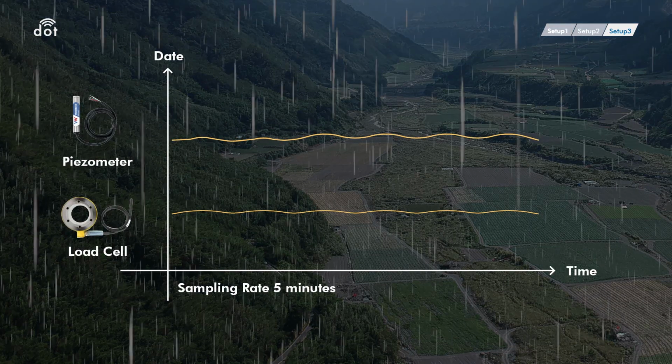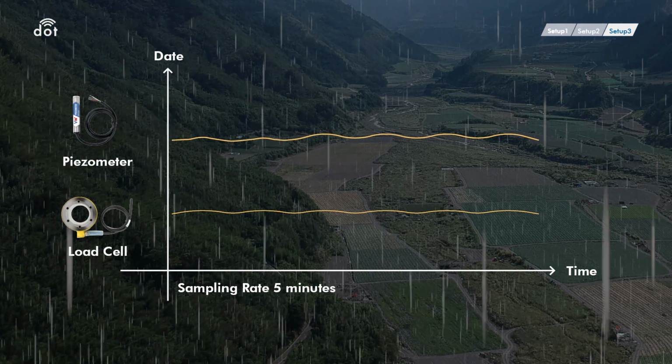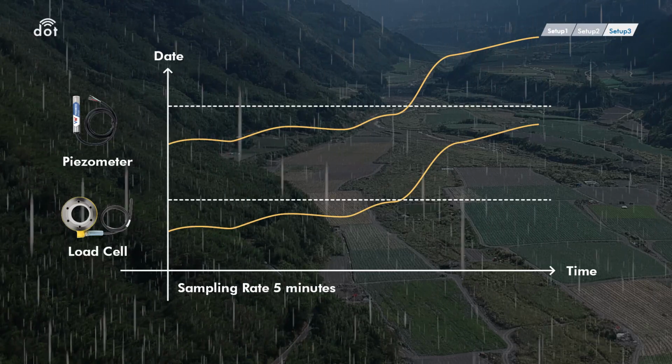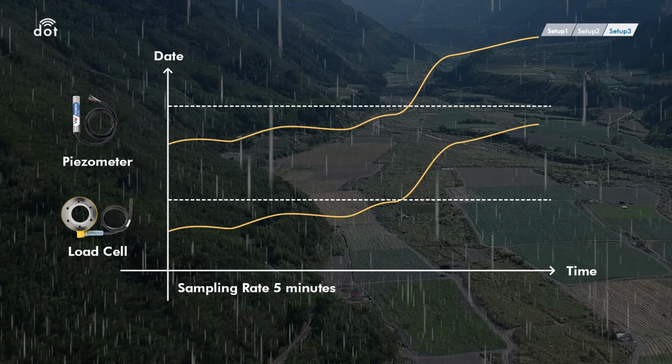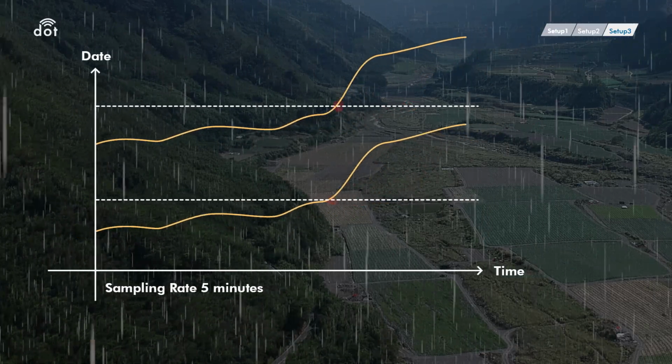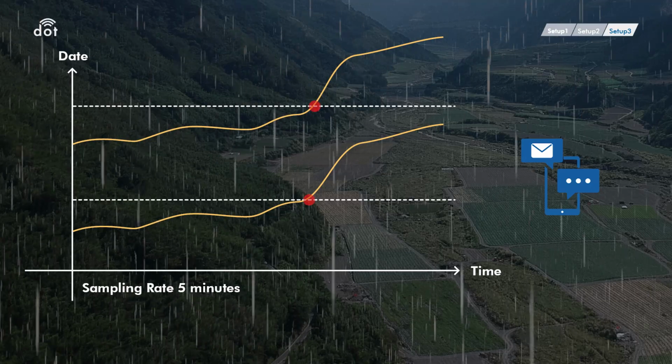After the adjustment, the sampling rate will increase. When the storms come in, VW DOT and WB DOT can collect the real-time data instantly. When the value reaches the alert level, it will send SMS messages and emails to you immediately.